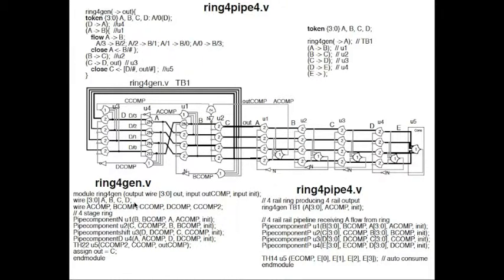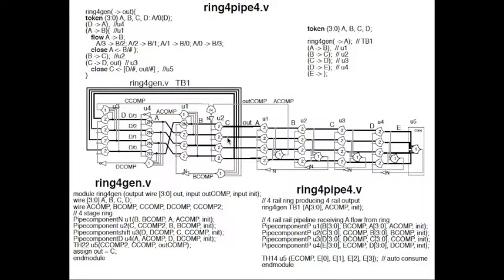So now the ring is the same as the ring before, except that we're pulling out C and sending it to the pipeline as well as sending it to D. So now C goes to 2 places, right? And up here you can see C goes to D and out. And down here C flows to D, and we also assign C to out in the module interface.